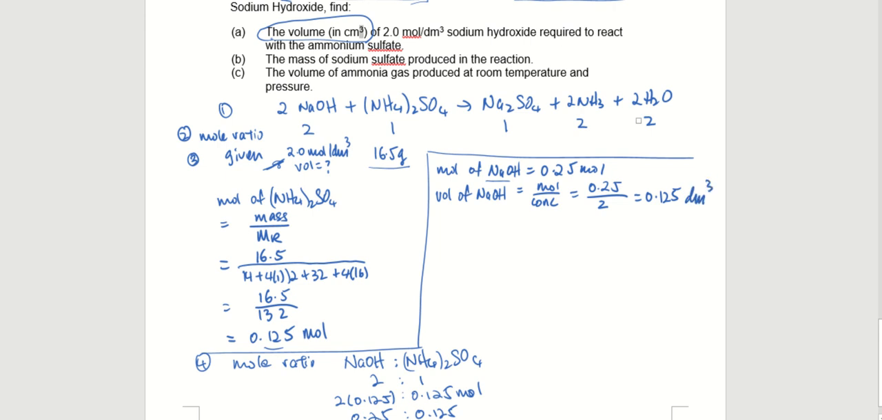cube. But if we are asked to find the volume in cm cube, we multiply by 1000. 0.125 dm cube times 1000 cm cube will give us a volume of 125 cm cube. Okay, so we have solved the first problem.